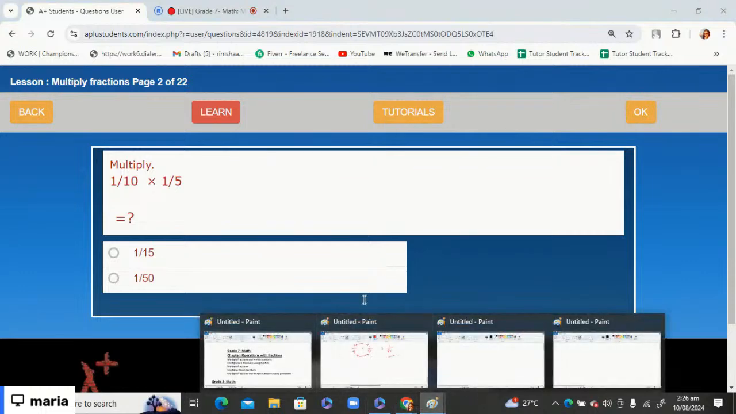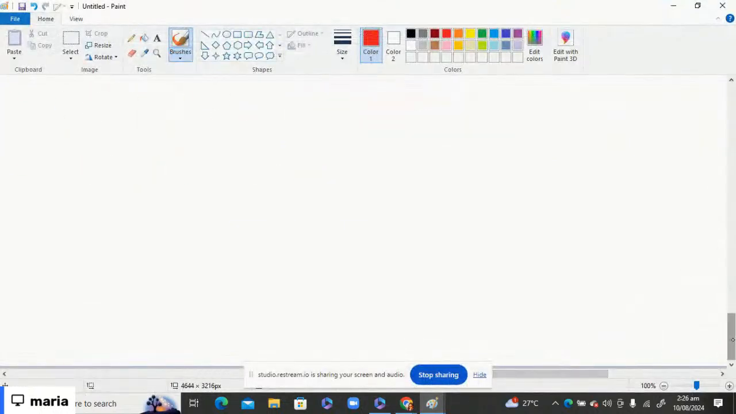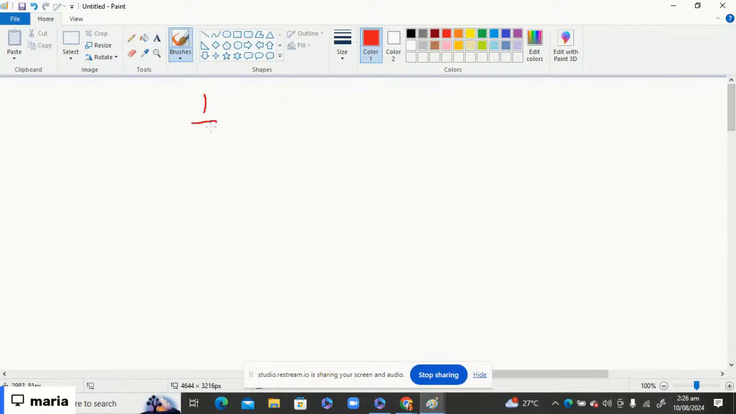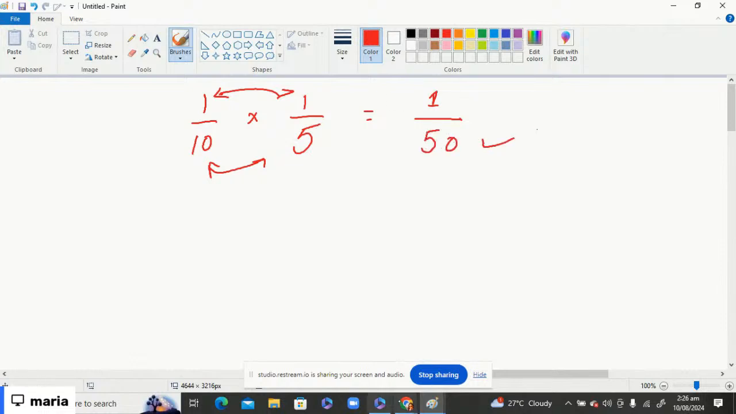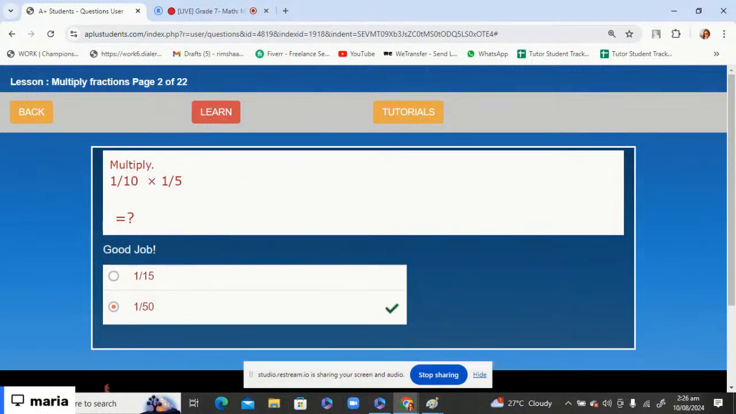This is the right answer. Multiply 1 by 10 and 1 by 5. Let's do it. Multiply these two numbers with each other and these two numbers with each other. 1 times 1 is 1 and 10 times 5 is 50. So 1 by 50. Let's check. Yes, this is the answer, 1 by 50.